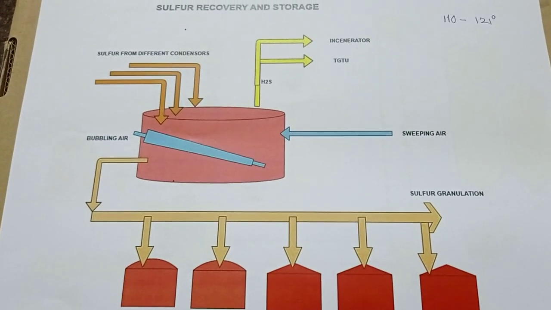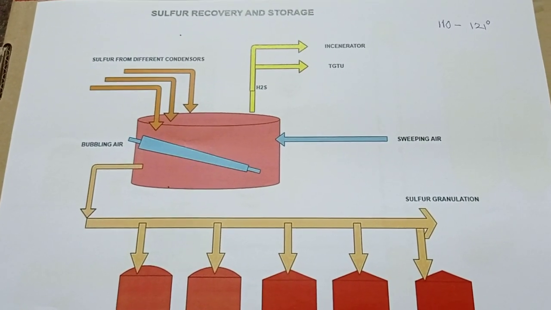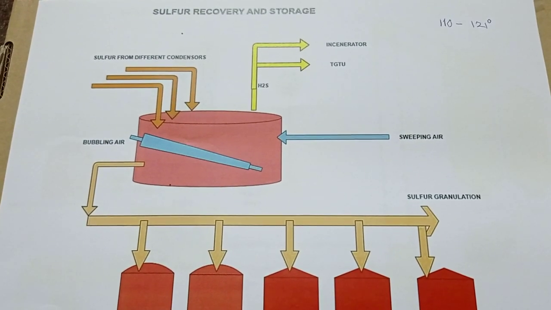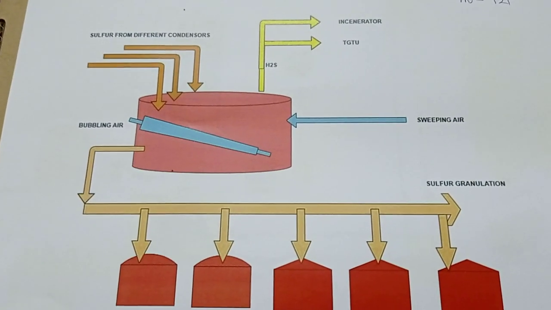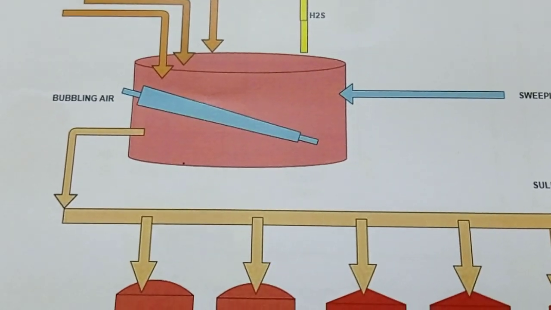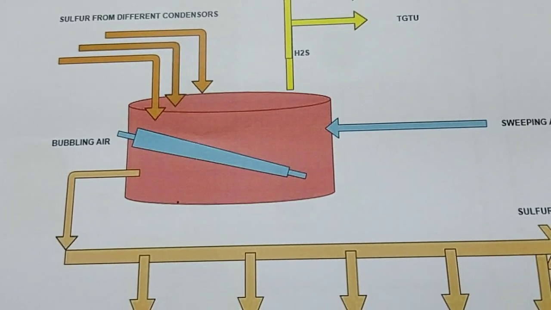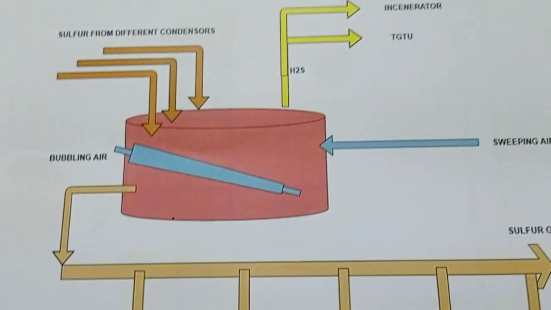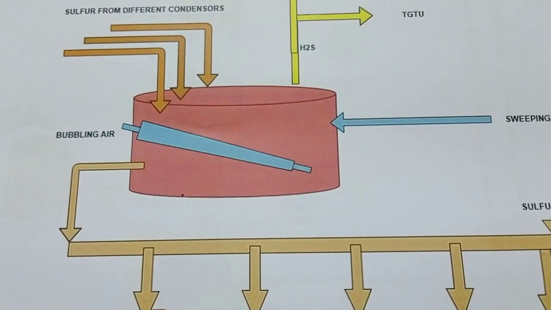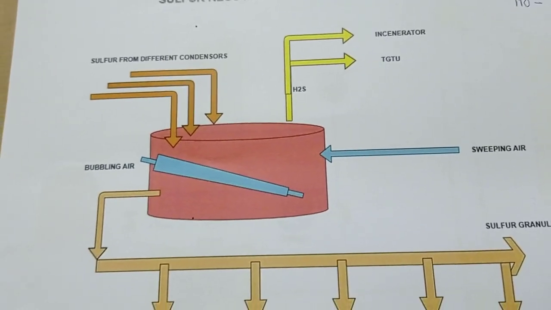In this video I am going to explain the sulfur recovery unit and storage. In the last video I covered the Claus process, that is the sulfur recovery unit or modified Claus process, and how we recover sulfur. In another video I showed you the TGTU, the tail gas treating unit, in which the unconverted gas from the Claus furnace is utilized and sent back to the SRU. And in another video I also covered the granulation of sulfur, solid sulfur handling.